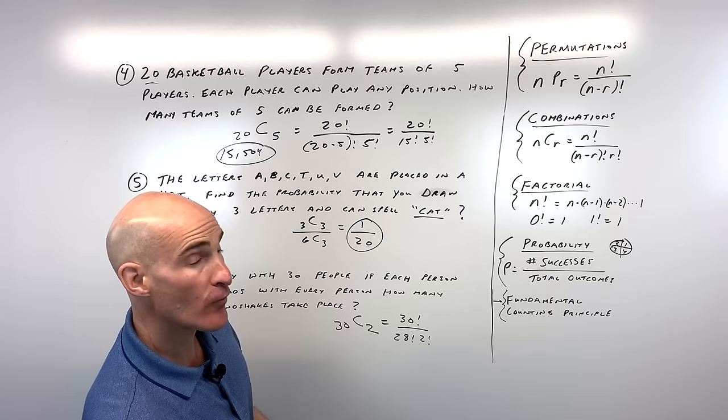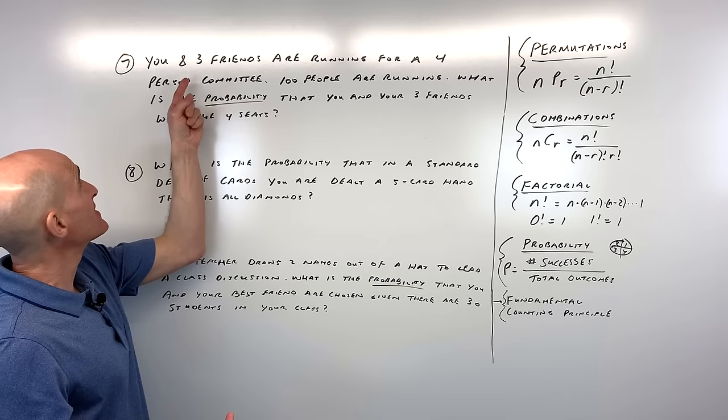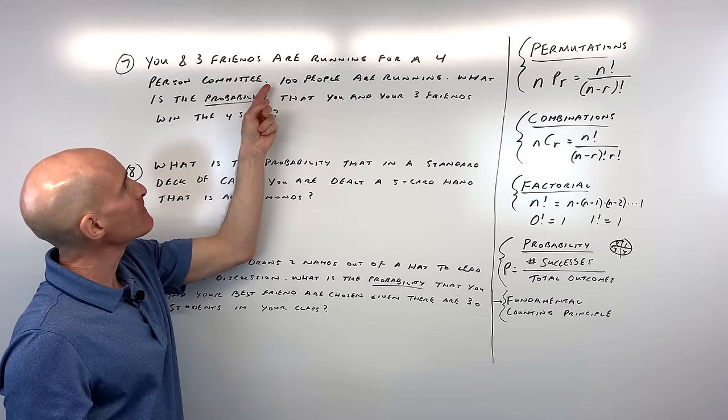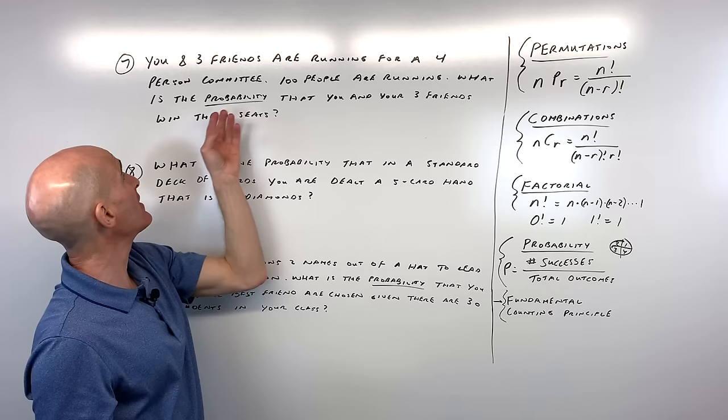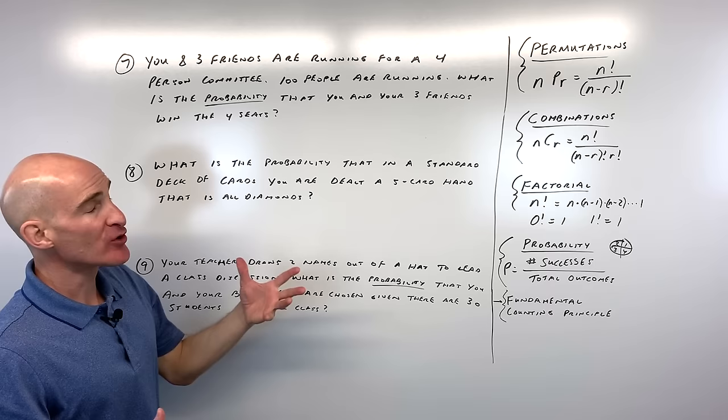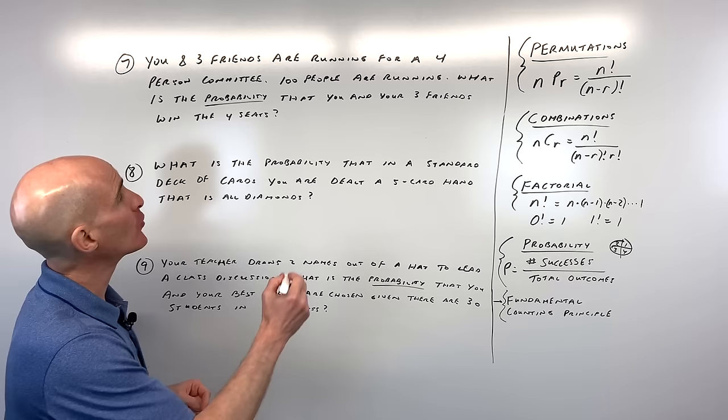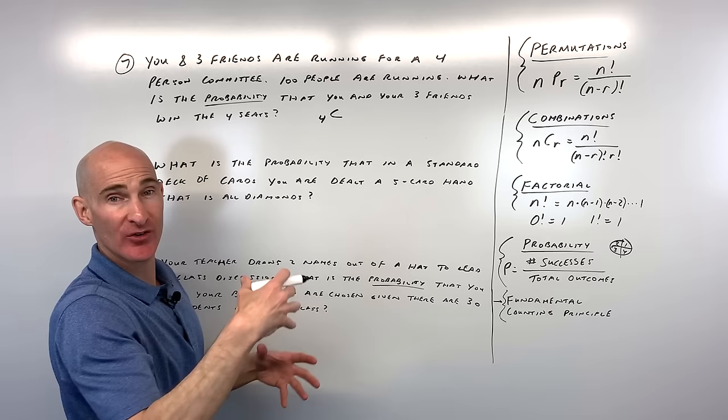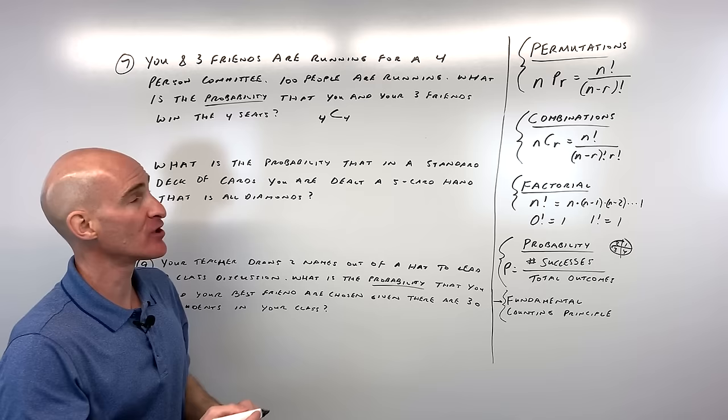Okay, number seven, let's see if you can do this one. It says, you and three friends are running for a four-person committee. 100 people are running. What is the probability that you and your three friends win the four seats? Okay, so interesting question. So the first thing is, we're trying to basically figure out that you and your three friends, that's four people, win the four seats. There's only going to be one way that that can happen, or you could think of this as, out of the four people that you want to win, you know, that you're a group of four, how many ways are there of choosing all four? So that's only going to be one way.